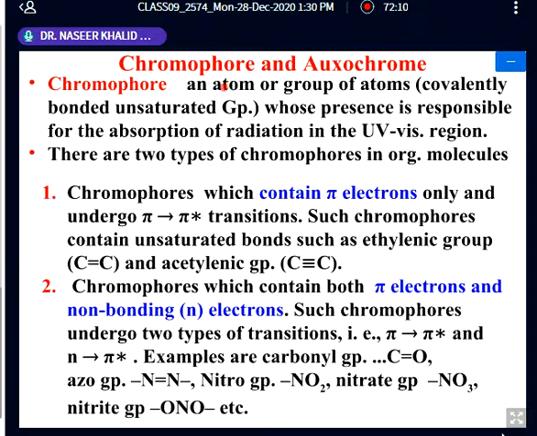When we say it is an atom, for example, a chloro group, a bromo group, a fluoro group. Or a group of atoms, for example, a nitro group. So a chromophore could be an atom or a group of atoms covalently bonded to unsaturated groups. It is an atom or group of atoms whose presence makes the molecule responsible for the absorption of radiation. Without them the molecule may not absorb in the UV visible region, but due to the presence of these groups it absorbs radiation in the UV visible region. Such compounds are known as chromophores.